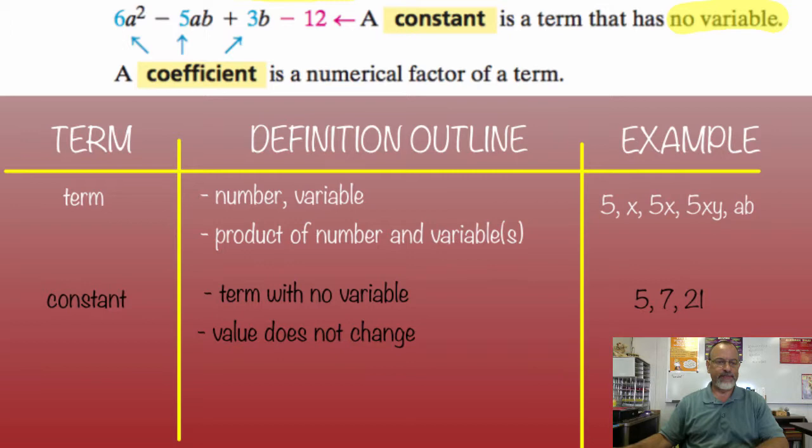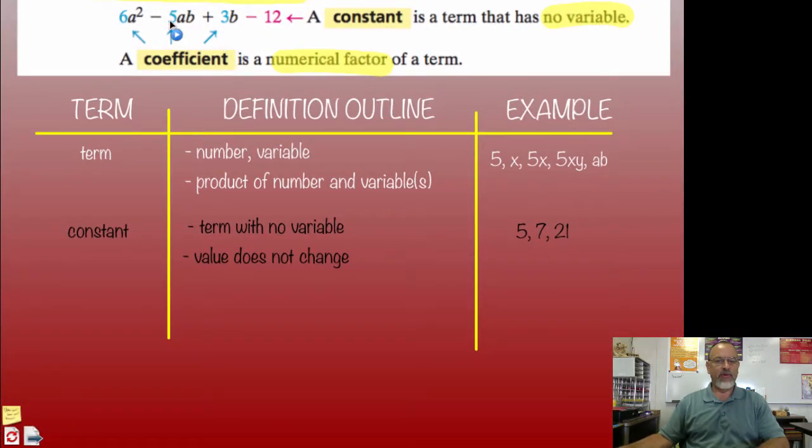Because numbers never change. Another very important term here is a coefficient. Please notice the spelling, 1 E, 2 F's, and it is a numerical factor of a term. If a term is a multiplication, like 5 times a times b, each one of these is a factor. We talked about that earlier in the year. The coefficient is the numerical factor, or basically the number in front of a variable. In this term you have 6 times a squared. 6 is the coefficient. Here 5 times a times b, 5 is the coefficient, and so on.